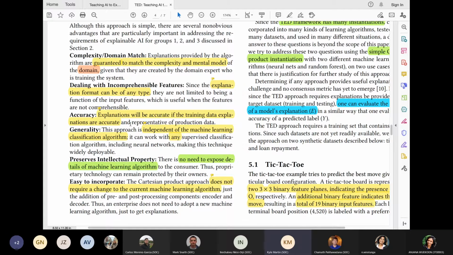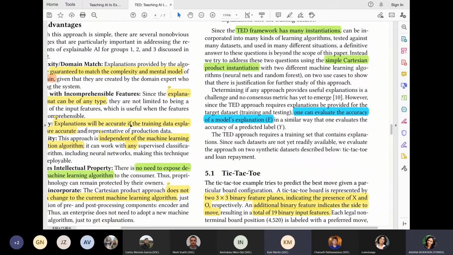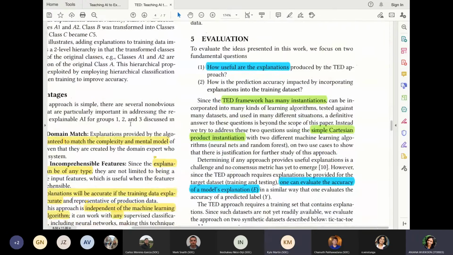I think the real benefit for accuracy with this method is that suddenly accuracy becomes a valuable evaluation metric to tell you how good your system is at providing explanations. Yeah, I think that's what they're going to talk about in evaluation. There are two questions: how useful are the explanations, which they rephrase into how accurate the explanation prediction is, which again I didn't agree with, but you know. Yeah, it's a shame.